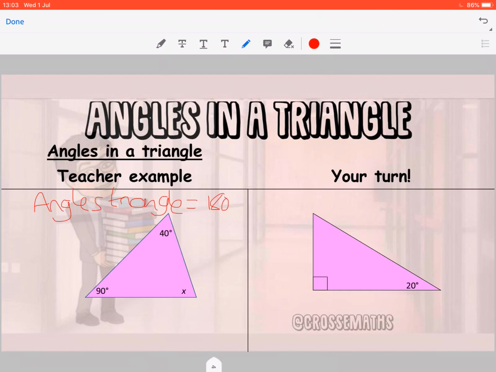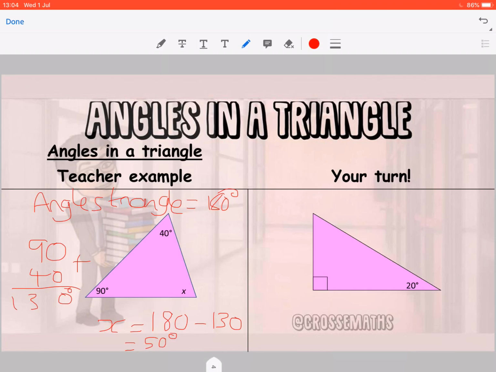Angles in a triangle equal 180 degrees. Now I know I've got a 90 and a 40, so what I can do first is add those up. 90 plus 40 gives me 130. So altogether, the angles that I know add up to 130. If I want to find out what x is, x equals 180, because angles in a triangle have 180 degrees, take away the angles that I know, leaves me with an x value of 50.